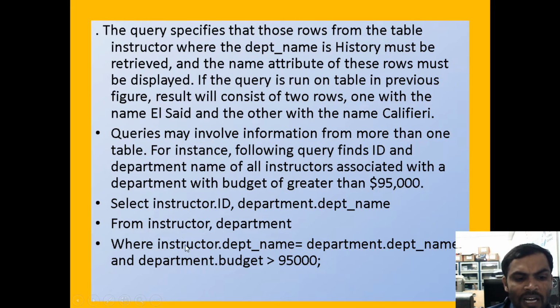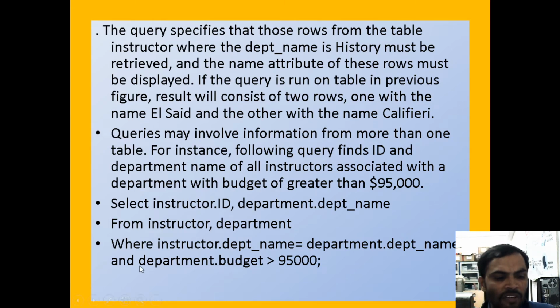Then under the where clause, here instructor dot department name. The instructor table and the department table both have the department name column. If the department name exists in both, it means a relationship exists between the tables. That is the purpose here, we are using it as a join condition. Under the where clause, with the help of the assignment operator, we are using the join condition.